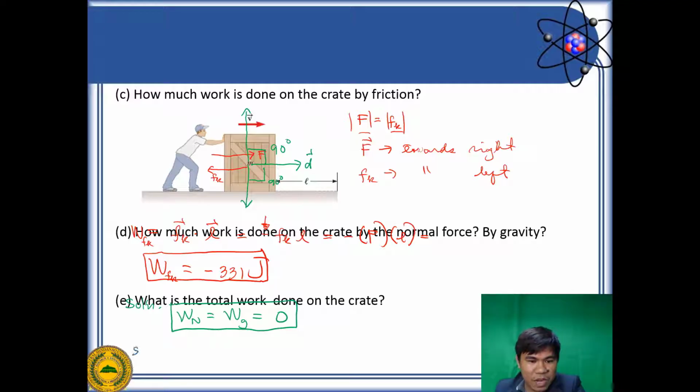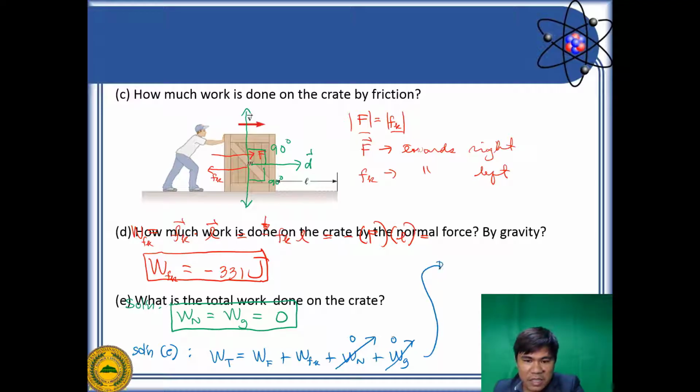So this is the solution for E. The total work done should be equal to the work done by the individual forces. So we have the work done by the external force, plus the work done by the kinetic friction, plus the work done by the normal force, and lastly the work done by gravity. But since we already know that the normal force and gravity have no contribution, we are left with the work done by the external force and the kinetic friction.